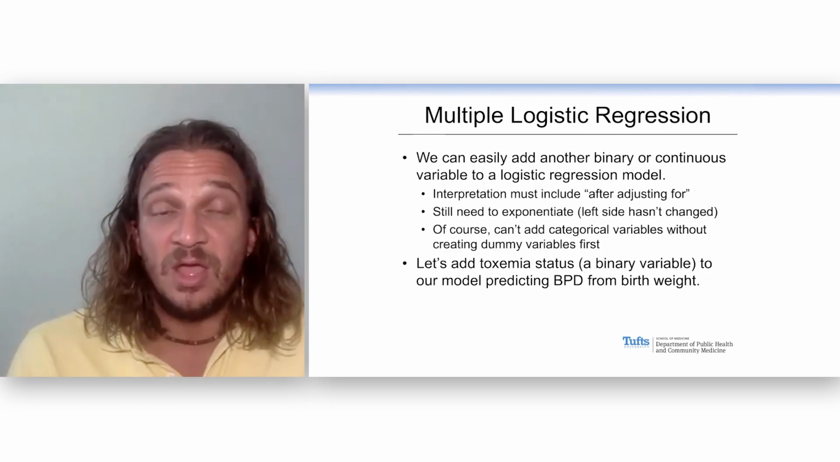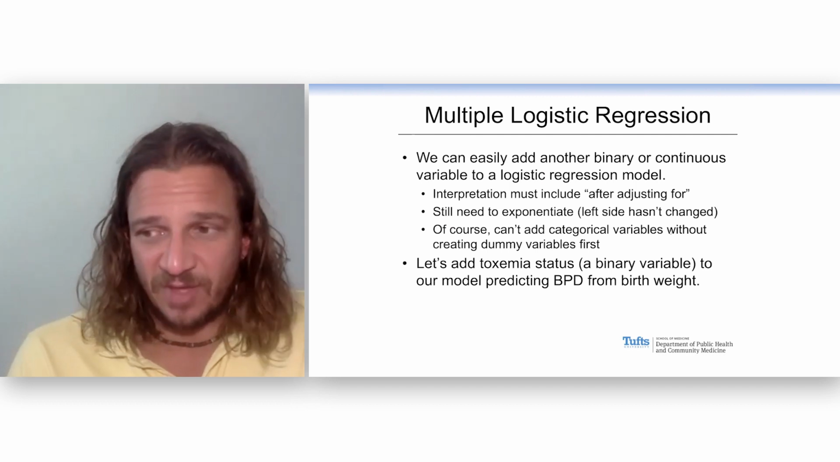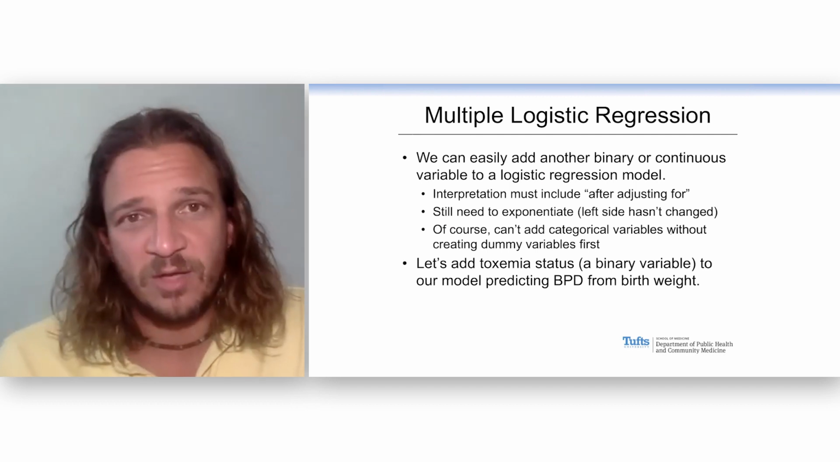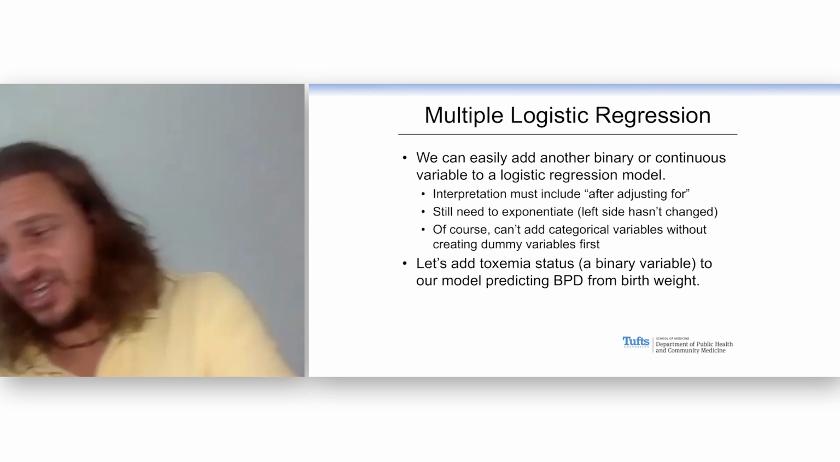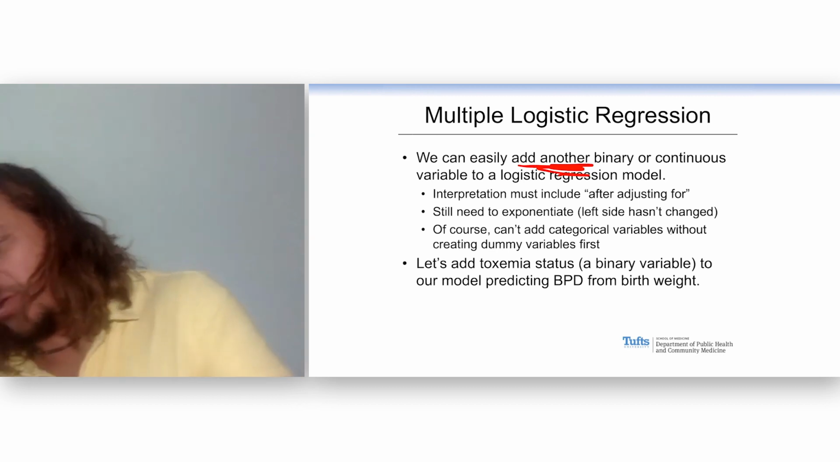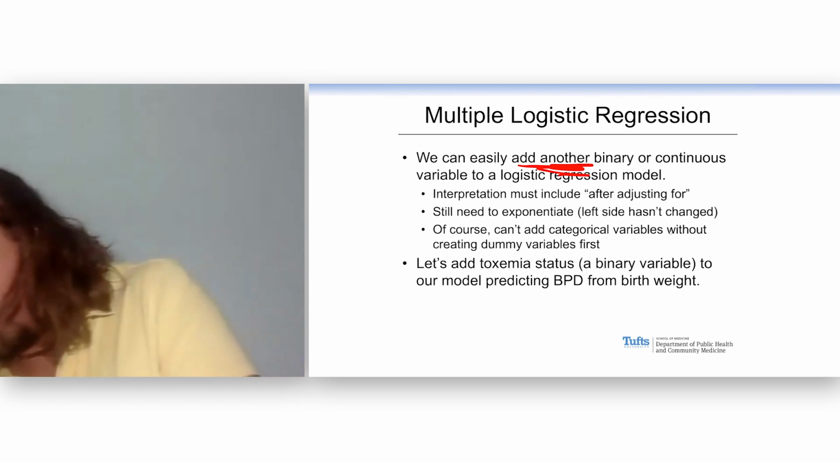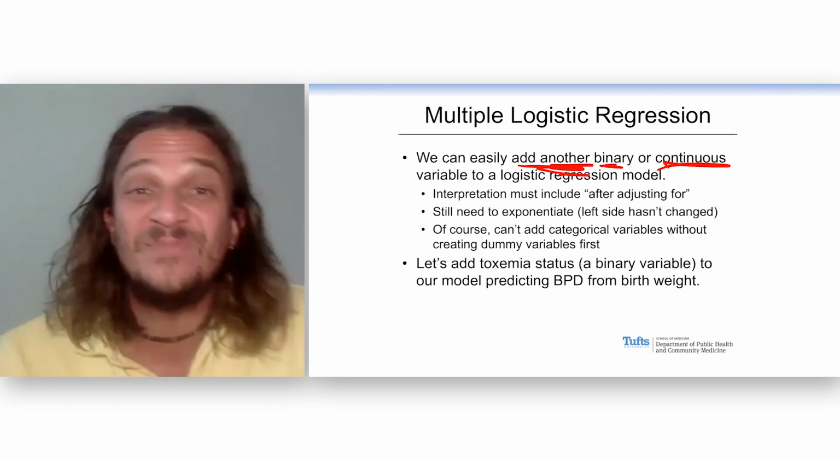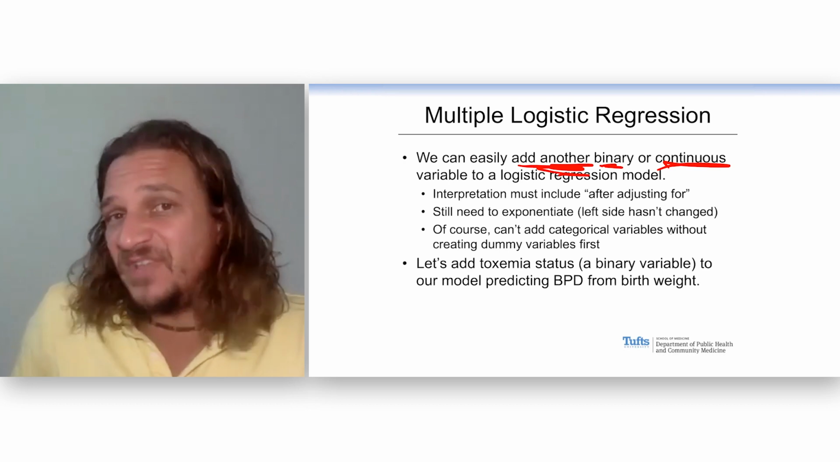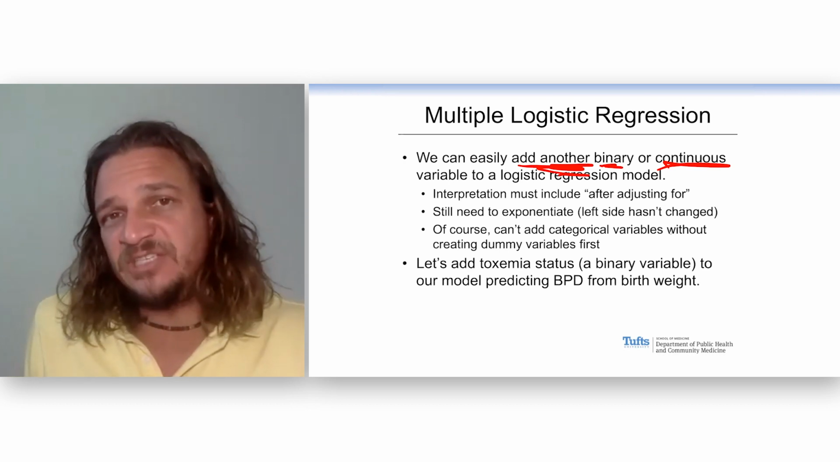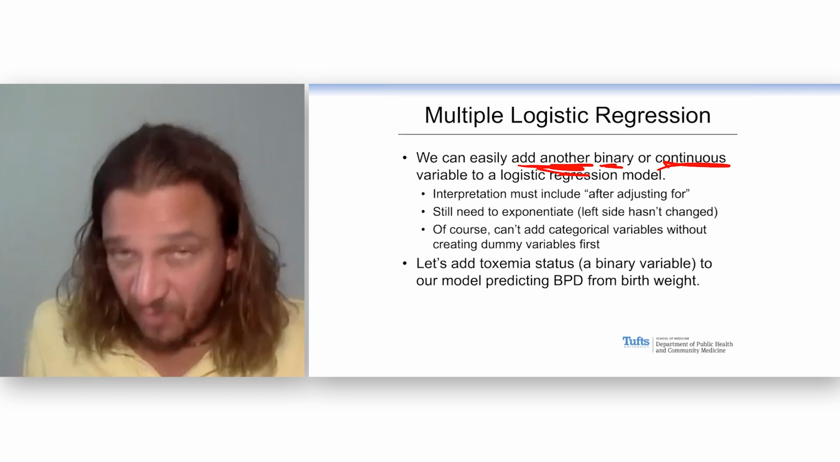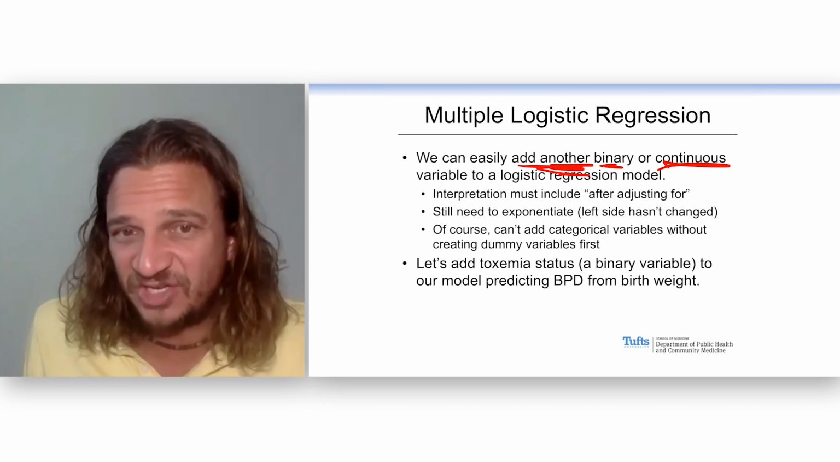Now, pause it for a second and take a breath. Okay, welcome back. Multiple logistic regression is when we add additional predictor variables to the model. And they can be binary or they can be continuous. Remember, the model itself doesn't change. Y equals A plus beta 1x plus beta 2x plus beta 3x, whatever. It's the Y that changes.